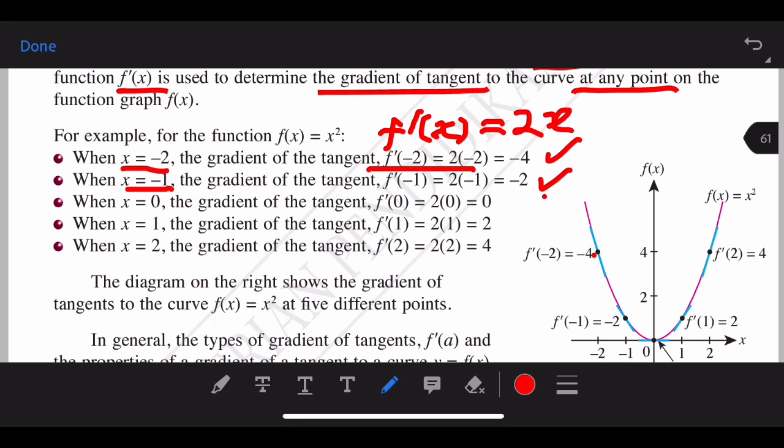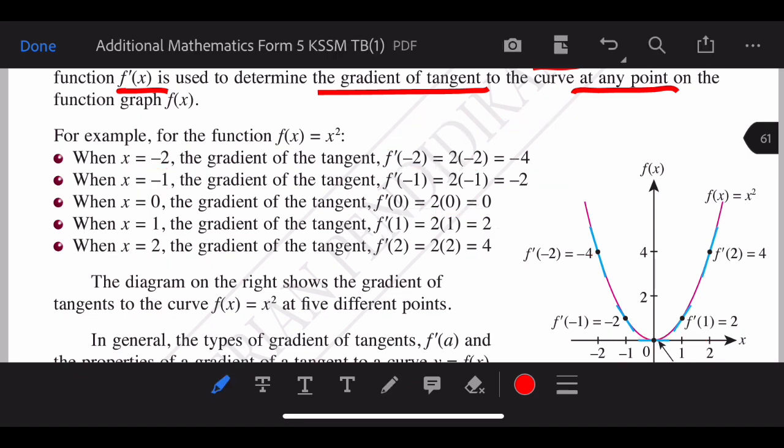If x equal to negative 2, the gradient is negative 4, right? When x equal to 0 here, you see the tangent is like this. If you substitute 0, 2 times 0 will be 0, so the gradient of tangent is 0. It's logical, right? It's a flat horizontal line, so you don't have any gradient. When x equal to 1, the gradient is positive, going up. You see the blue line going up. And when x equal to 2, the gradient is 4. You see the line slanting to the right.